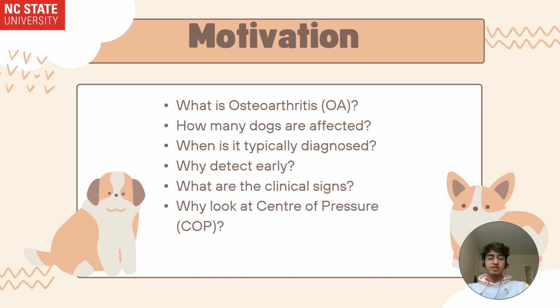There are potential benefits if doctors treat osteoarthritis early, and presently there are no tools available for early detection. Clinical signs used by vets for diagnosis include the dog's stance, stride length, and swaying of hips. Why are we taking pressure data? Because center of pressure has been used to analyze gait changes associated with joint pain.